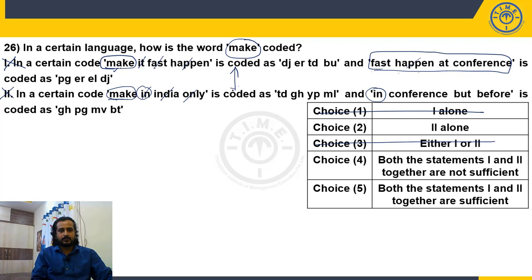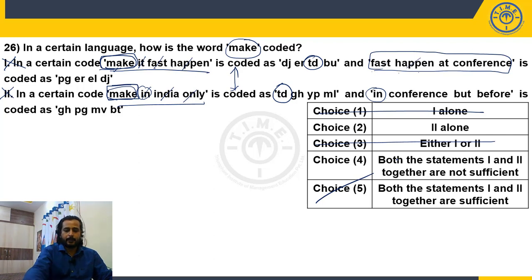When I am combining these two, what is the only common word? Make. What is the only common term? Make. So can I say the code? What is the code for make? Yes, TD. Both 1 and 2 together are sufficient. Choice 5.